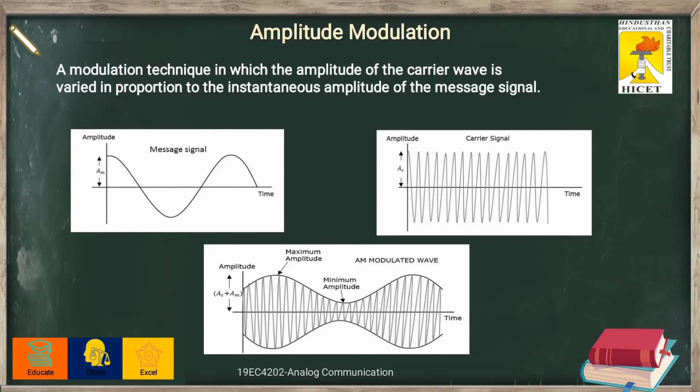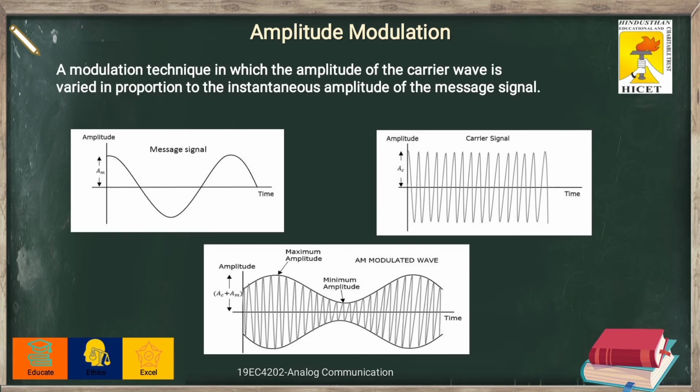Amplitude modulation. The amplitude modulation technique is a process in which the amplitude of the carrier wave is varied in proportion to the instantaneous amplitude of the message signal. You can see the message signal, which is a low frequency signal, and its amplitude is varied. That is, the amplitude is the information content. Next comes the carrier signal, which is a high frequency signal. As I told you before, it is an empty signal. It does not contain any information on its own.